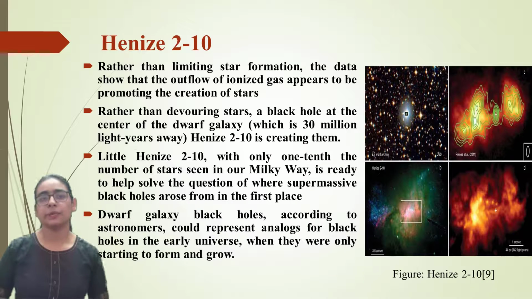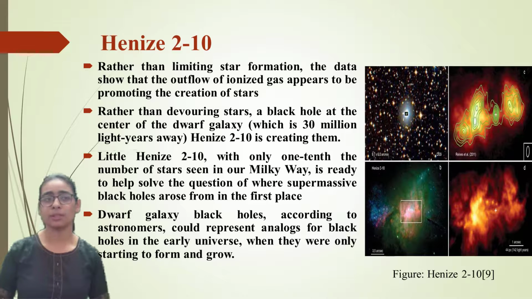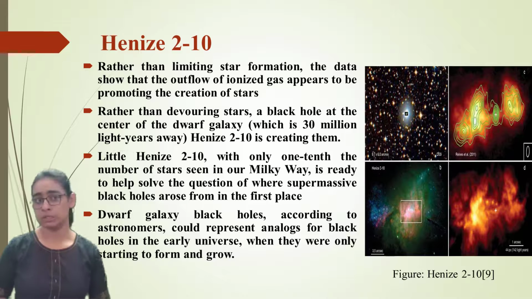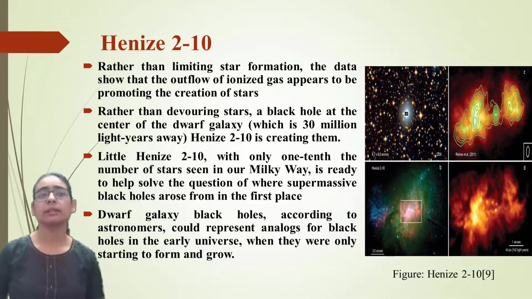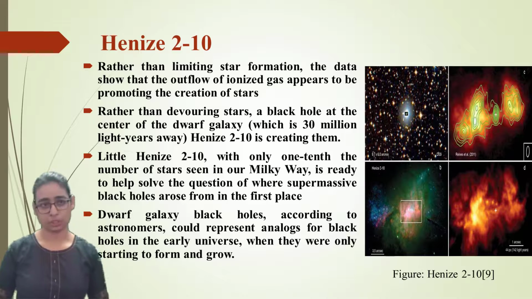The last candidate that we would talk about is Henize 2-10. Rather than swallowing stars, a black hole at the center of the dwarf galaxy is creating them. Recent discoveries reveal that a black hole in a dwarf galaxy is giving birth to stars. Black holes have been observed destroying stars over the years. However, rather than limiting star formation, the data shows that the outflow of ionized gas appears to be promoting the creation of stars. The black hole appears to be contributing to the galaxy's current inferno of new star formation.